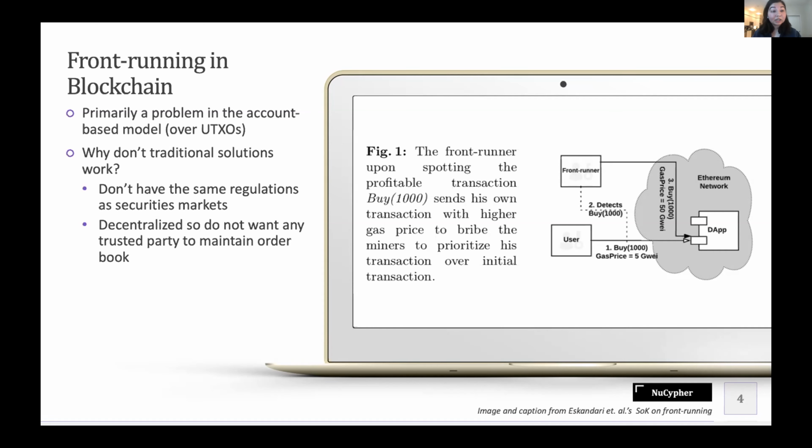So as you might guess, this is more of a problem in the account-based model. So that's what we'll be focusing on. Why don't the traditional solutions work for front running in blockchain? Well, first of all, these aren't necessarily securities. So we don't necessarily have the same regulations as securities markets. And additionally, you might be interested in decentralized solutions where you don't want some trusted party maintaining the order book.